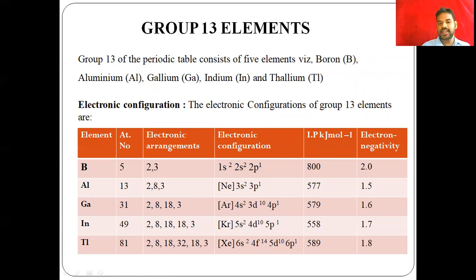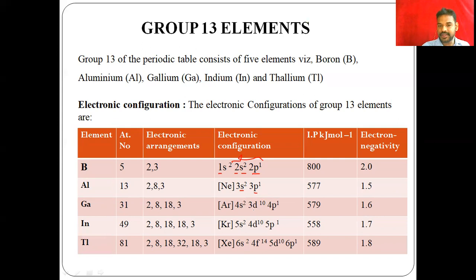So first, electronic configuration: the number of shells increases. You know what the number of shells is: the first shell, the second shell, like that. The number of shells increases, but the outer electronic configuration is the same. That means the outer electronic configuration is the p orbital with one electron and the s orbital with two electrons. This is very common, only the number of shells changes here.